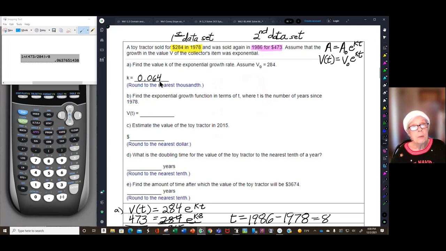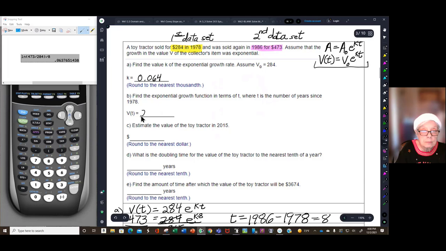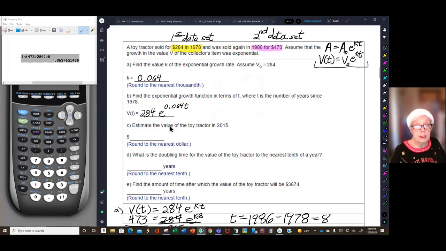Okay. Now we know what k is. We can write the specific formula that works with this problem that lets us find the answers to all the other problems. 284 e to the 0.064t. That's the formula we're going to use for the rest of these problems.